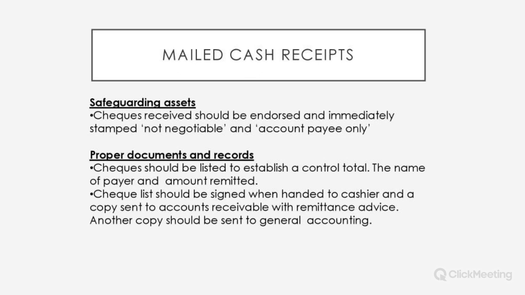Safeguarding assets: checks received should be endorsed and immediately stamped not negotiable, account payee only. Proper documents and records: checks should be listed to establish a control total and the name of payer and amount remitted. The check list should be signed when handed to a cashier, a copy sent to accounts receivable with remittance advice, and another copy sent to general accounting. So notice there are 3 sets of copies for this checklist.